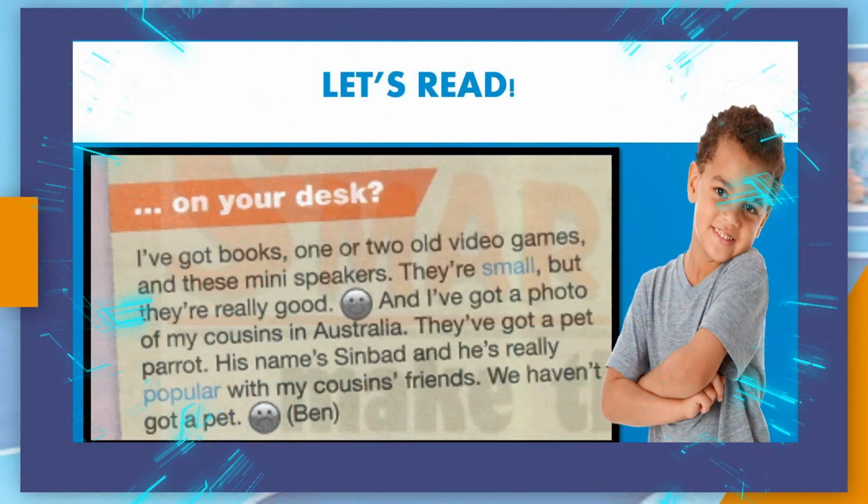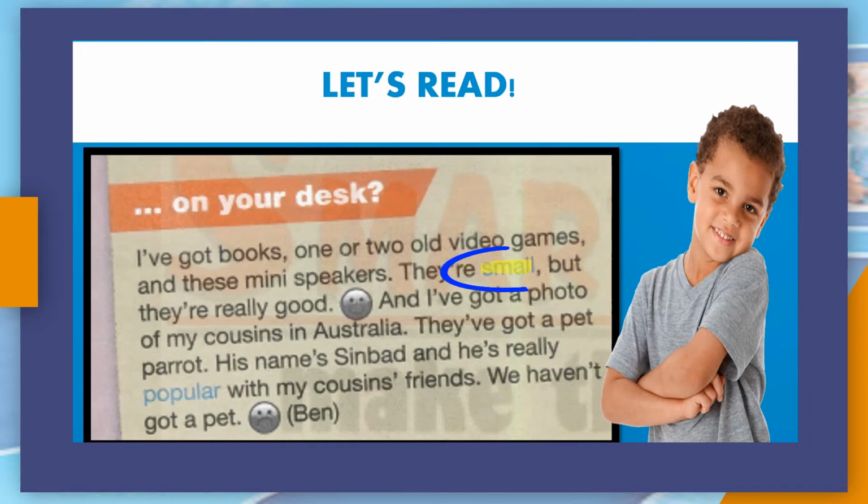Next, what have you got on your desk? I've got books, 1 or 2 old video games, and these mini speakers. They are small, but they are really good. And I've got a photo of my cousins in Australia. They have got a pet parrot. His name's Sinbad, and he's really popular with my cousins' friends. We haven't got a pet. Ben.